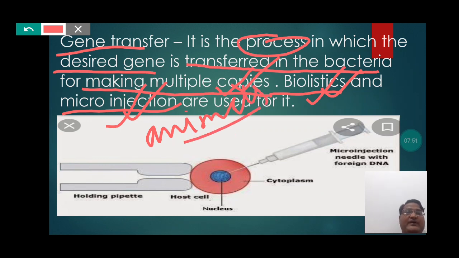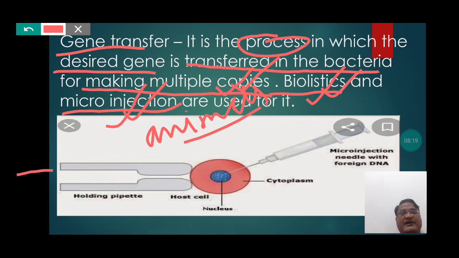With the help of micro injection, the specific gene with the particular DNA is injected into the nucleus of the host cell, so that the desired gene enters into the nucleus of the host cell and further its multiple copies can be formed.